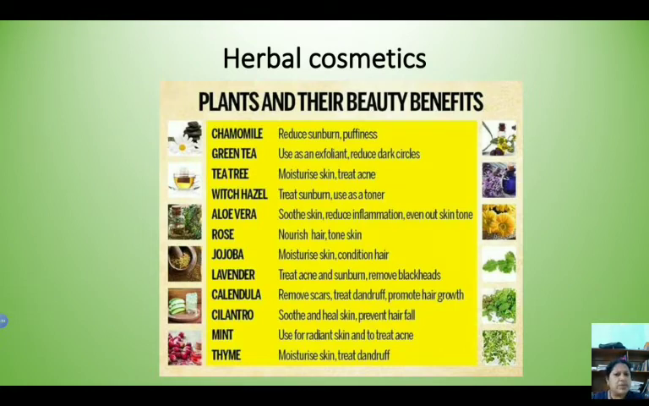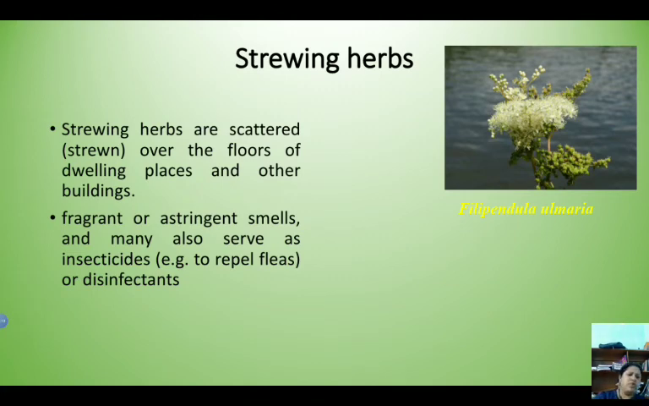So these are some of the plants which are used in general, but still at home, you can ask your mother or your grandmother. She will tell you more than this, many more medicinal herbs which are used in different ways. Next, there is one more group of herbs. We call them strewing herbs. These herbs are scattered on the floor. You can see these herbs on the floor and in buildings.